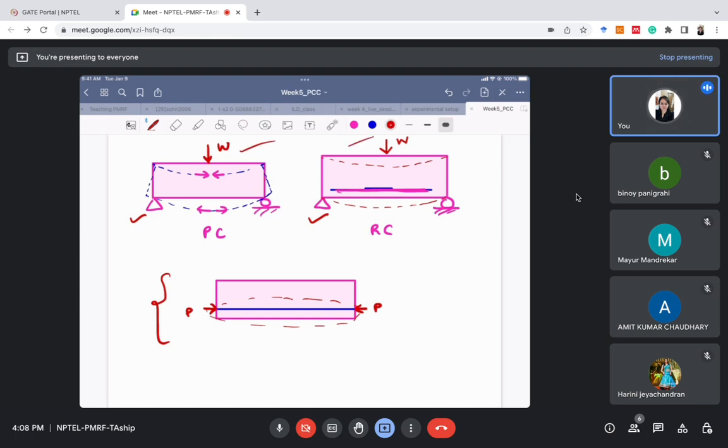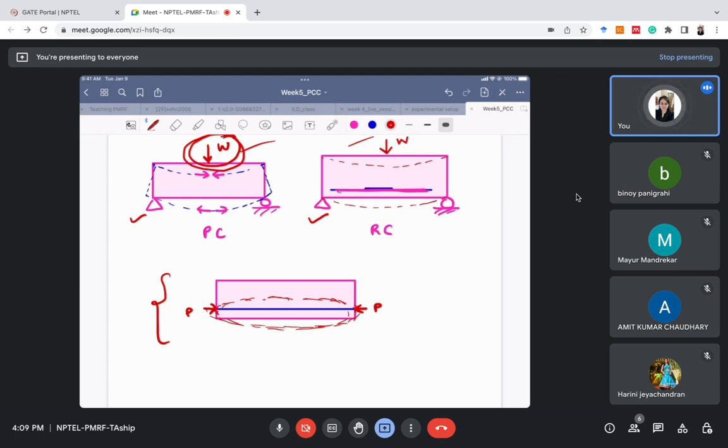Why will it fail later? Because of this compressive force on the bottom part of the beam. This compressive force will counteract the tensile force due to this loading. So the main concept of providing this pre-stressed concrete beam is that we introduce some internal compressive stress in the bottom part of the beam, which will counteract the tensile force due to this loading. I hope it is clear. If there are any doubts, you can ask me.